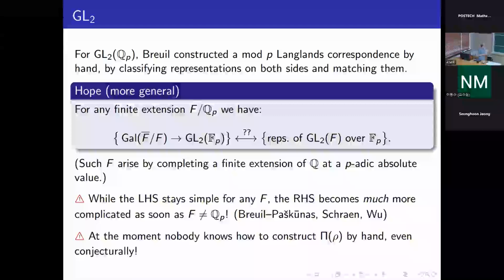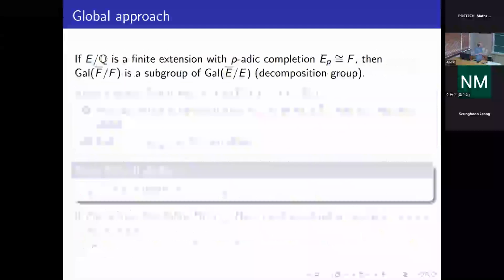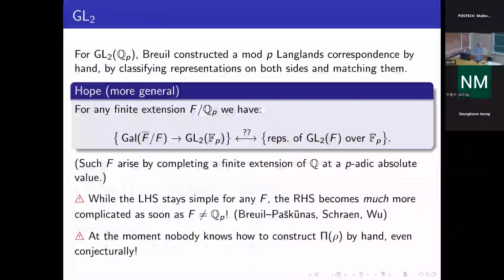And at the moment, like I mentioned, we don't know how to construct such a correspondence by hand, unlike the GL2(Qp) setting. I forgot to say that one important way in which these finite extensions of Qp arise is when you start from a finite extension of the rationals, like the Gaussian numbers Q(i), where i is the square root of -1, by taking the completion at any p-adic absolute value. So in the same way as Qp arises from Q, these extensions arise from a finite extension of Q by completing.